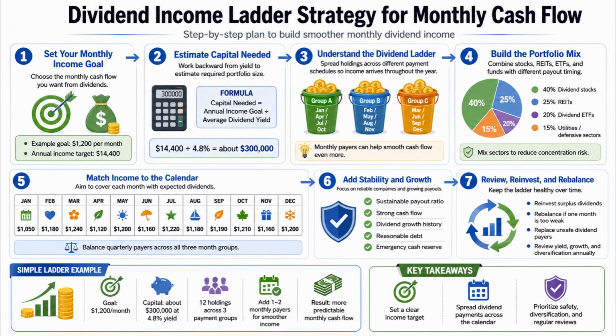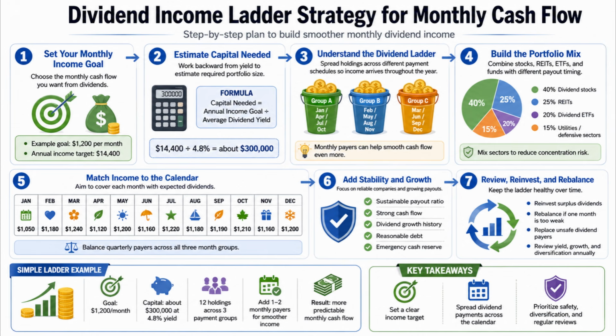Next, estimate the capital needed to reach that goal. The basic formula is capital needed equals the annual income goal divided by the expected average dividend yield. For example, if the annual income target is $14,400 and the portfolio produces an average dividend yield of 4.8%, the estimated capital requirement will be approximately $300,000. However, actual results may vary depending on dividend changes, taxes, fees, and market conditions.